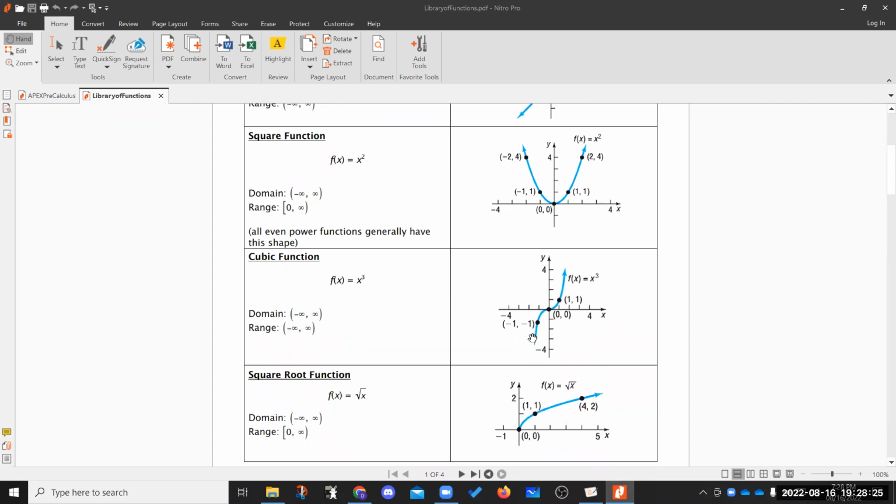This is the cubic function. Y is equal to x cubed. It's going to go through 0, 0. It's going to have the point 1, 1, the point 2, 8, the point negative 1, negative 1, and the point negative 2, negative 8 as its characteristic points. It's going to have this special point right here at 0, 0 called a point of inflection.